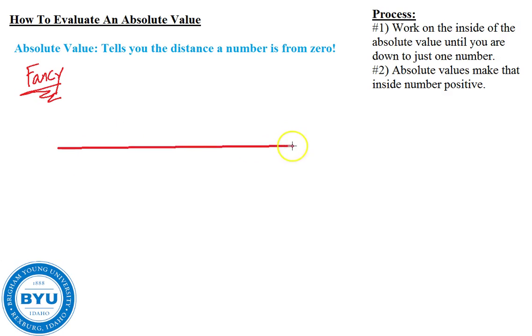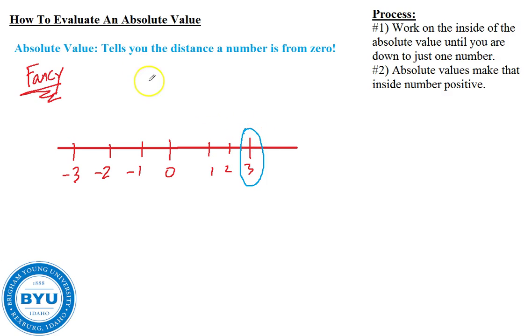For example, if I gave you a number line here, we know that zero is right here. And we have 1, 2, 3, and over here we have -1, -2, -3. So if I asked, what is the absolute value of 3? Well, absolute value, again, is just a fancy term to say distance. So how far is this from 0? Well, let's see. 1, 2, 3. Oh, it's 3 places away from 0. So the absolute value, or the distance of 3 is just 3.